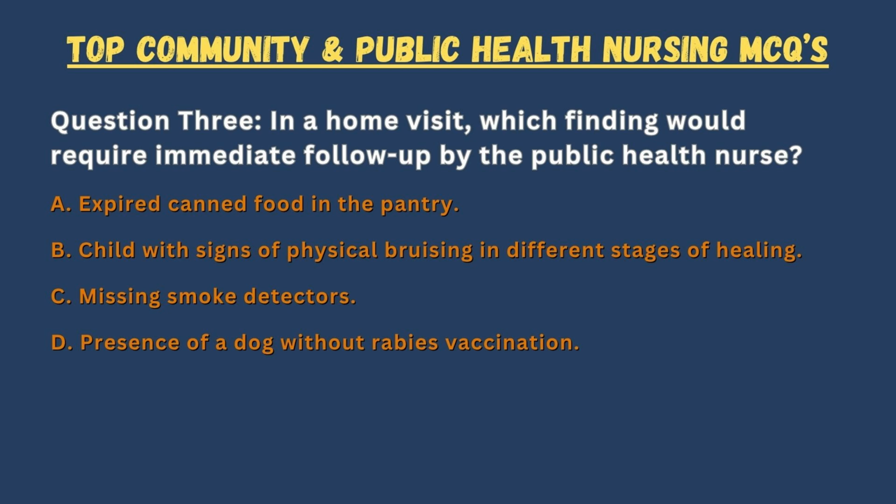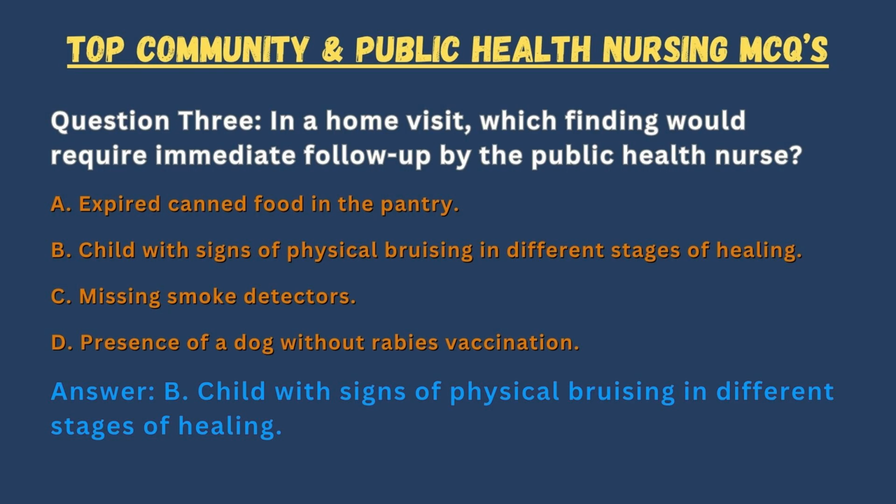C. Missing smoke detectors. D. Presence of a dog without rabies vaccination. Answer. B. Child with signs of physical bruising in different stages of healing.